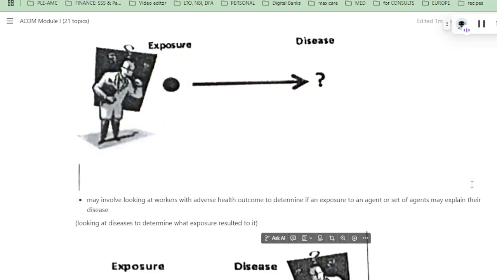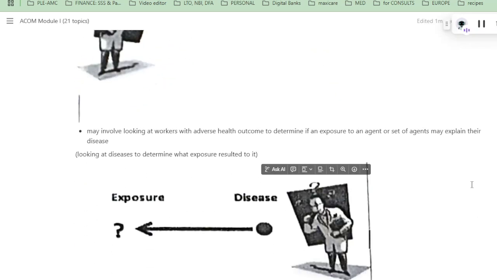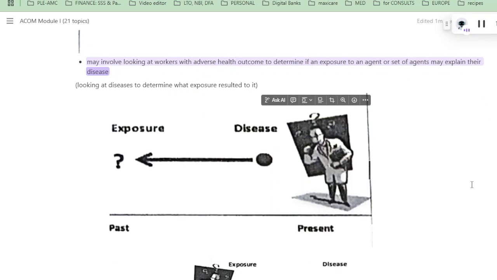Alternatively, it may involve looking at workers with an adverse health outcome to determine if exposure to an agent or set of agents may explain their disease. Looking at diseases to determine what exposure resulted in it.